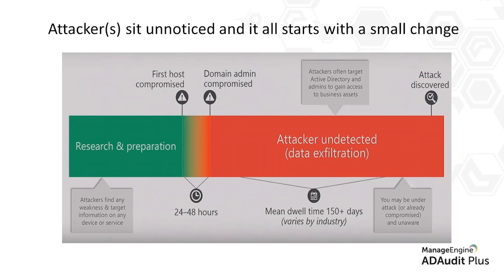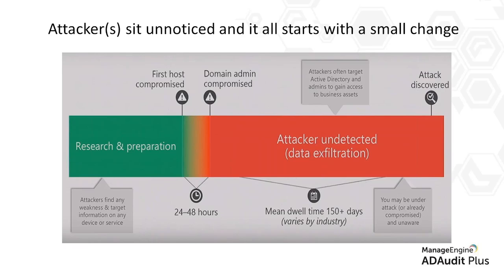The first host getting compromised is about a 24-hour window. And the domain admin credential getting compromised is 48 hours. So within 2 days after a breach, your domain admin credential gets compromised. And the alarming fact, beyond the domain admin credential being compromised, is that 150 days is the mean time that an attacker sits unnoticed.